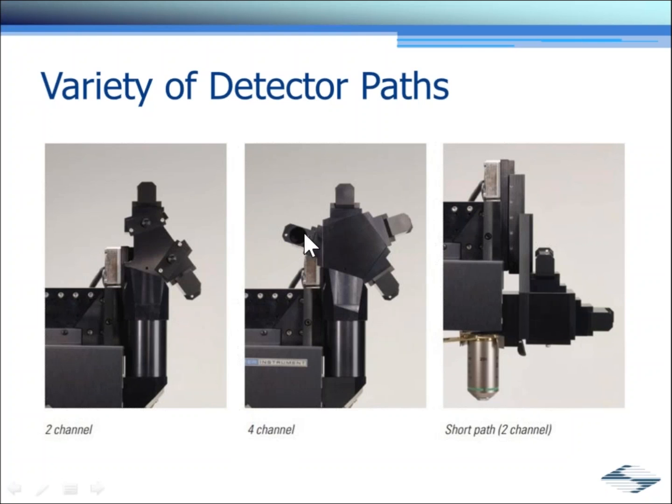We also have a 4-channel version of this. So here you see a 4-channel version, and otherwise it's the same thing. On the right-hand side, however, we have what's called a short path. You'll notice here that the emission light comes out of the objective and straight over to the PMT module. This is a shorter light path, making it a little bit more efficient for photon collection.